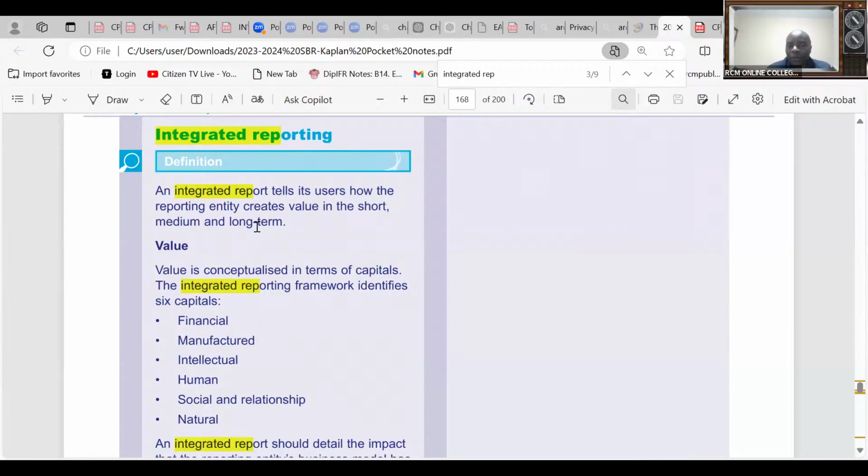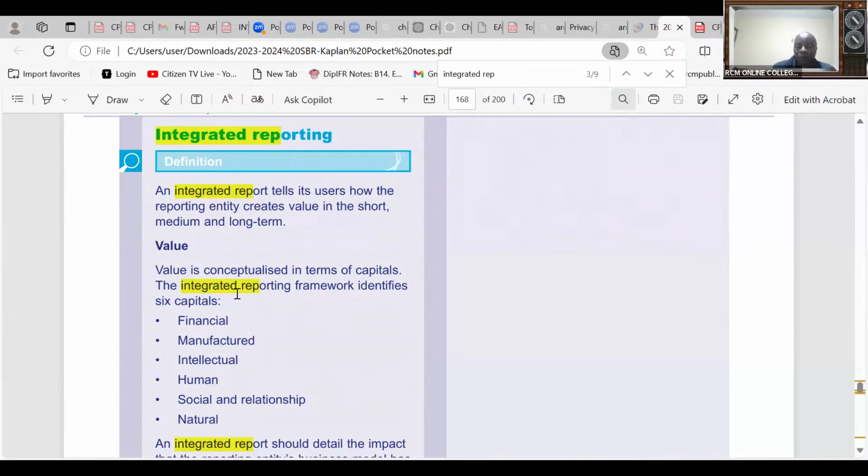So when we talk of long term, what does that mean? It means, ladies and gentlemen, that we are looking at sustainability. We are looking at longevity. So when we talk of value, we are looking at the capitals. Value is conceptualized in terms of capitals. The integrated reporting framework identifies six capitals.